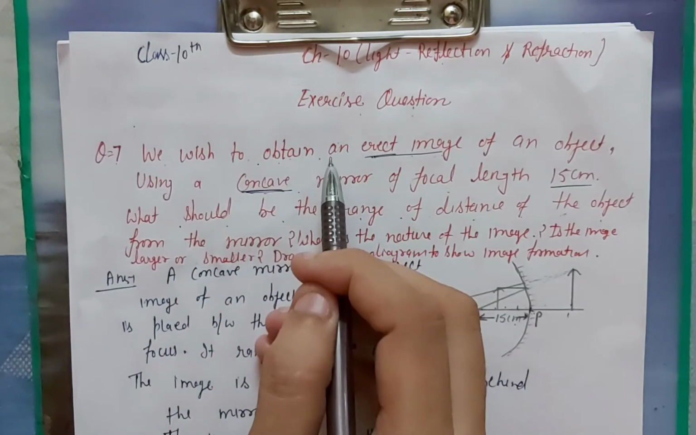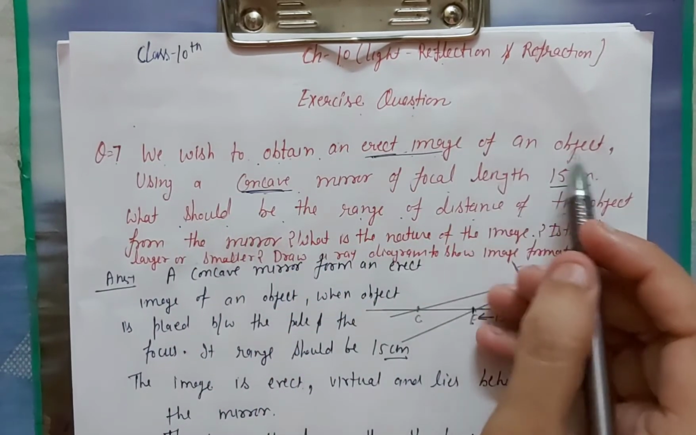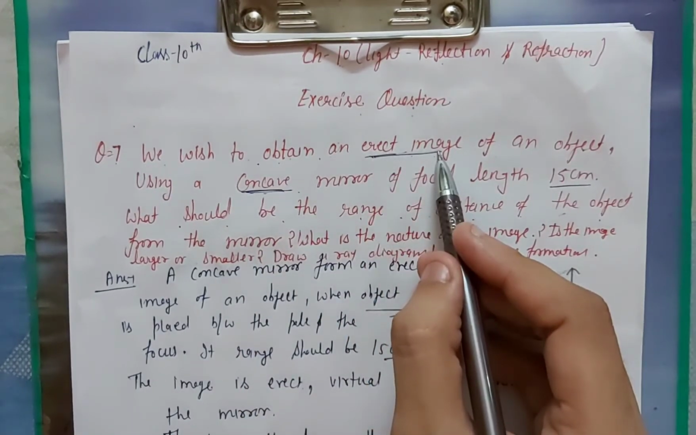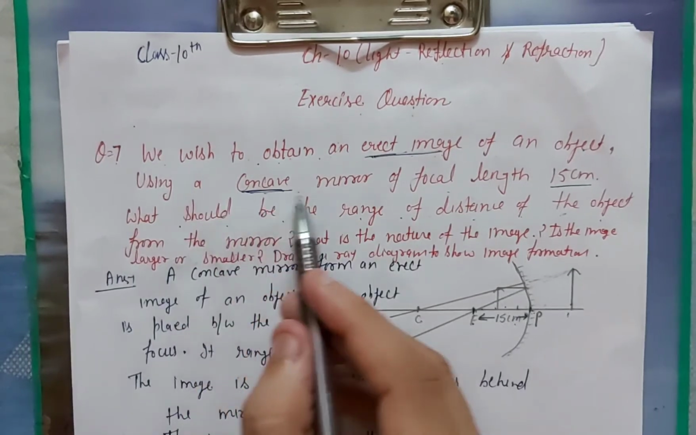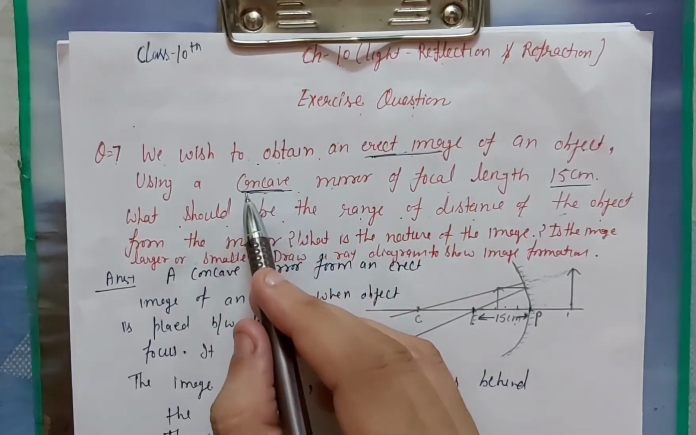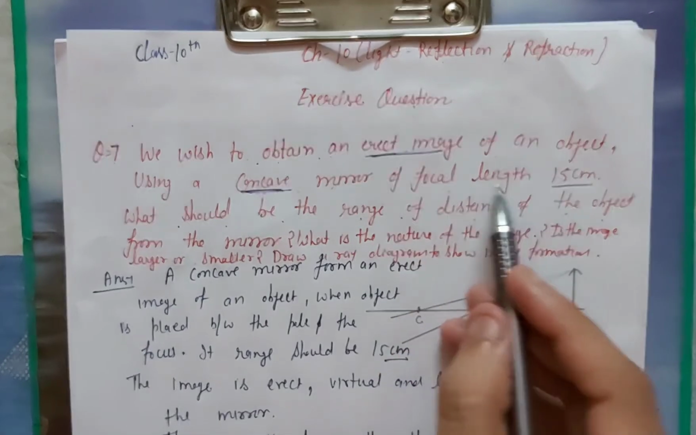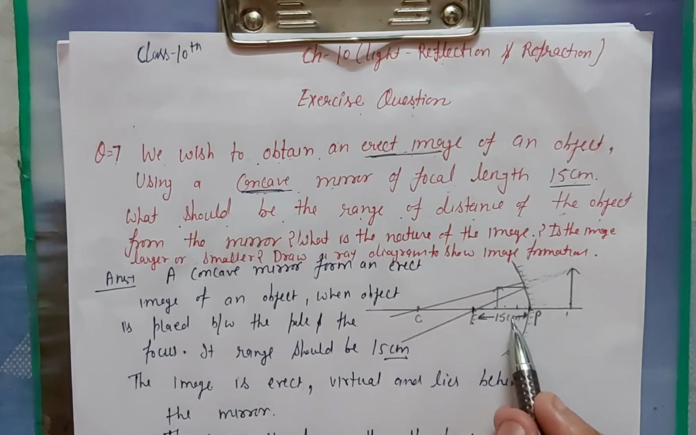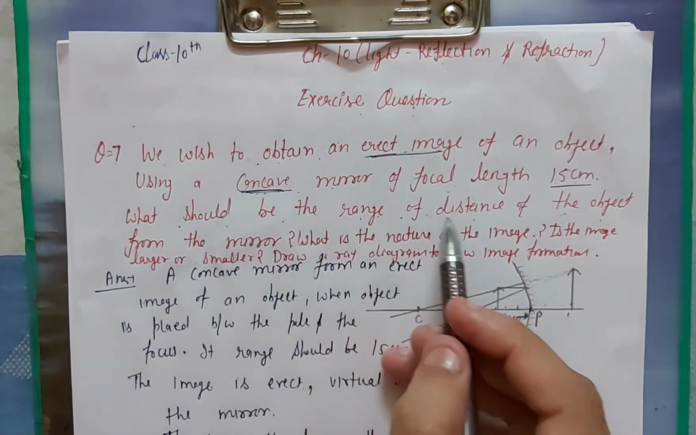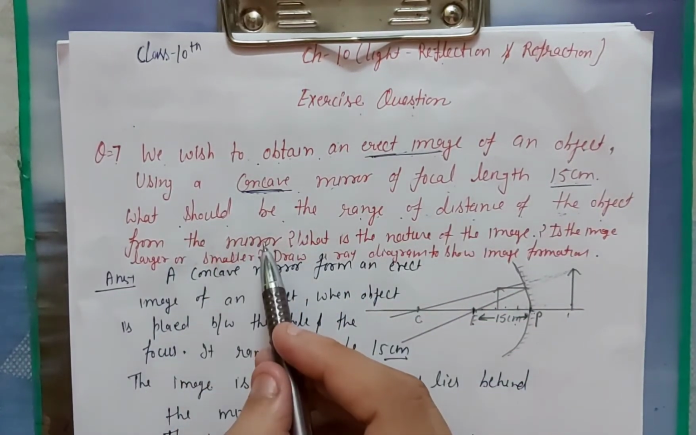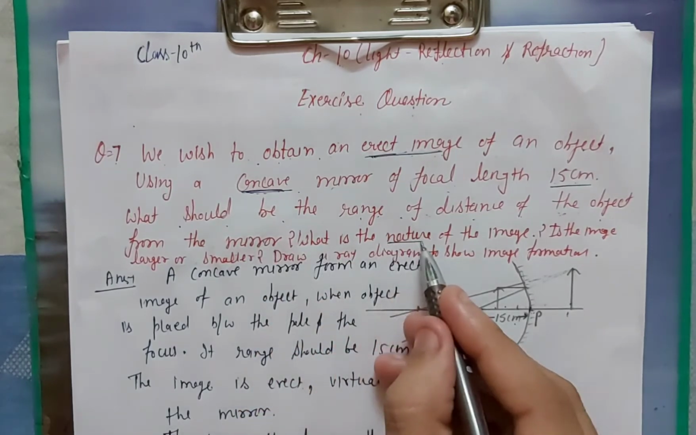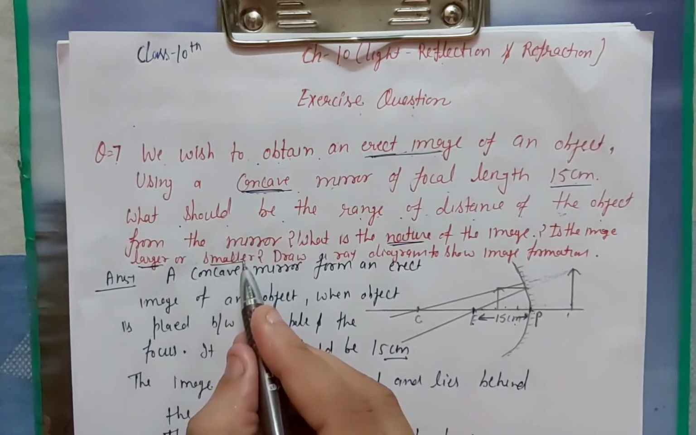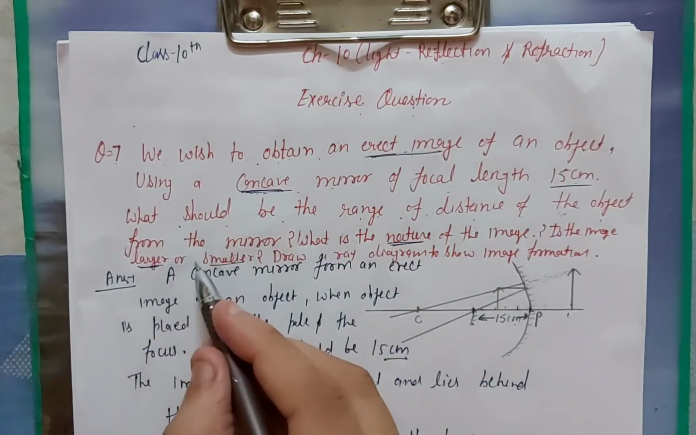We wish to obtain an erect image of an object. So we want to obtain an erect image of an object using a concave mirror of focal length 15 centimeter. Focal length is given as 15 centimeter. What should be the range of the distance of the object from the mirror? And what is the nature of the image? Is the image larger or smaller? So we have to find out whether the image is larger or smaller.